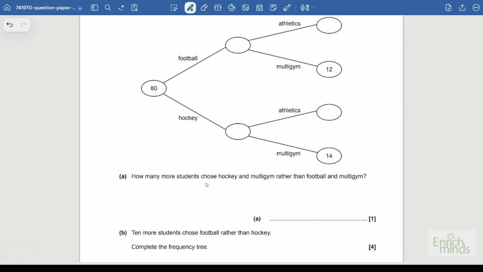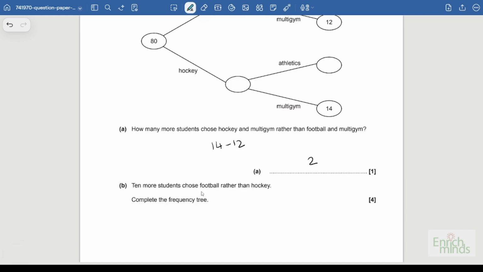Now, how many more students choose hockey and multi-gym rather than football and multi-gym? So we don't know all this missing information, but we have this given here. People who choose football and then take multi-gym are 12, and those who choose hockey and multi-gym are 14. So how many more have chosen this route than the one given above? So there are two more students. 14 take away 12 is 2.